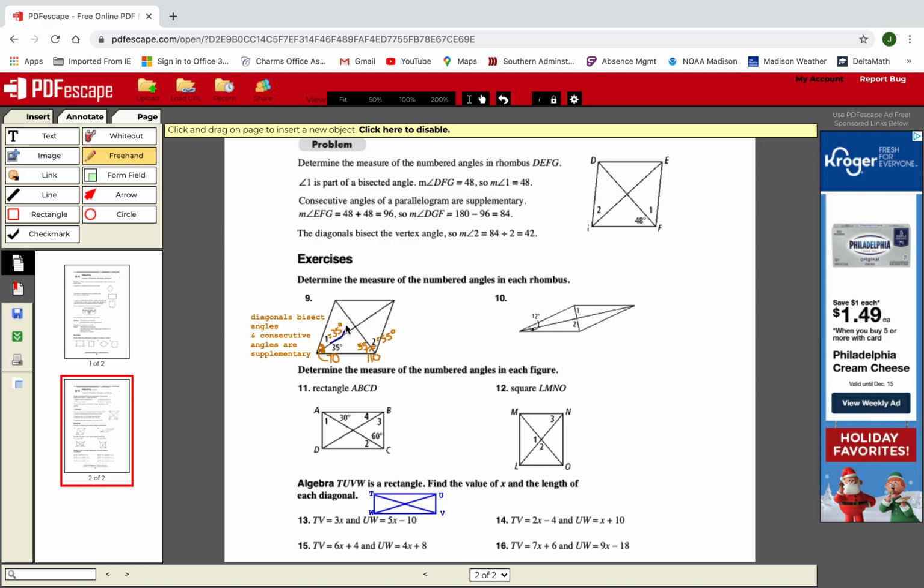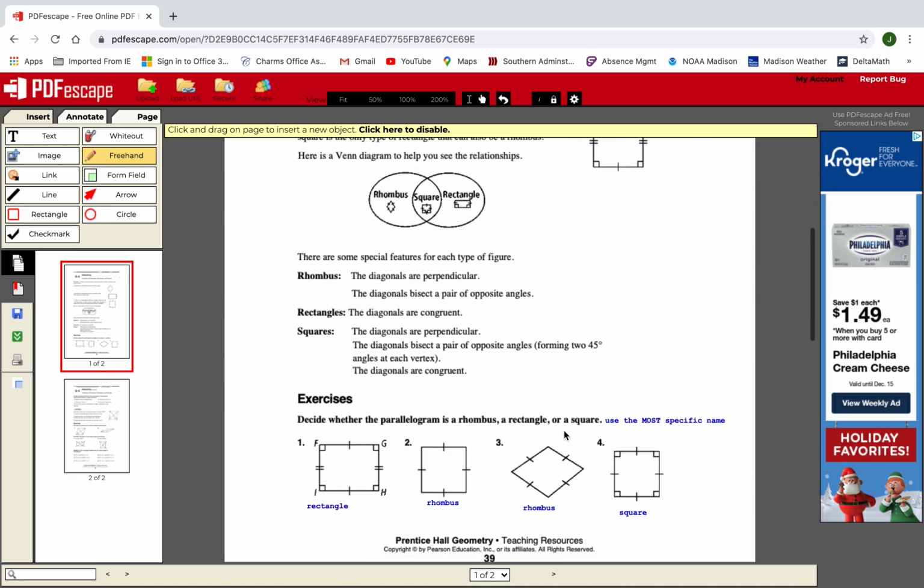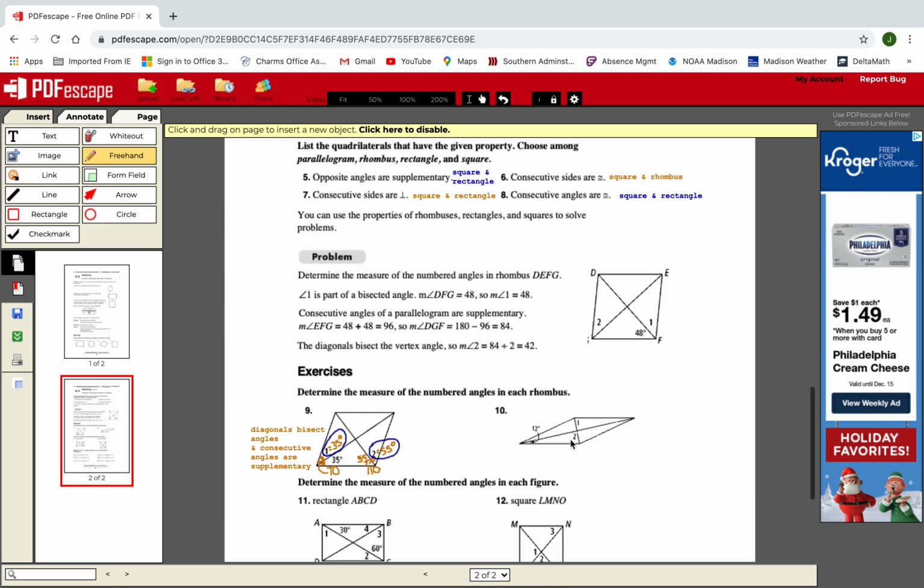Okay, so we have angle 1 at 35 degrees here, and we have angle 2 at 55 degrees here. All right, so for 10, these are rhombuses. We know that, you can scroll back up here and see that in a rhombus the diagonals are perpendicular, and they bisect the angles. So we have the diagonals that are perpendicular here. I presume that this 2 is indicating this angle right here, which we know is 90 degrees. So the measure of angle 2 is 90 degrees.